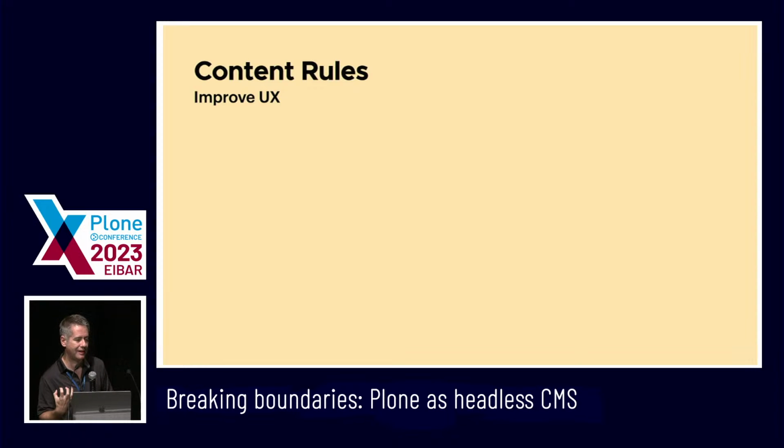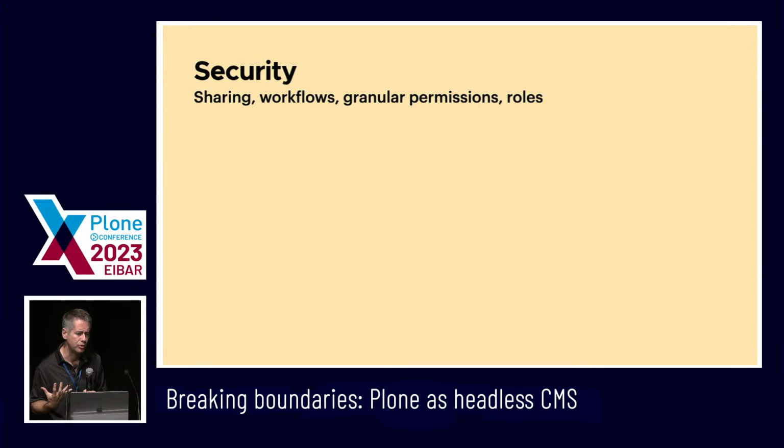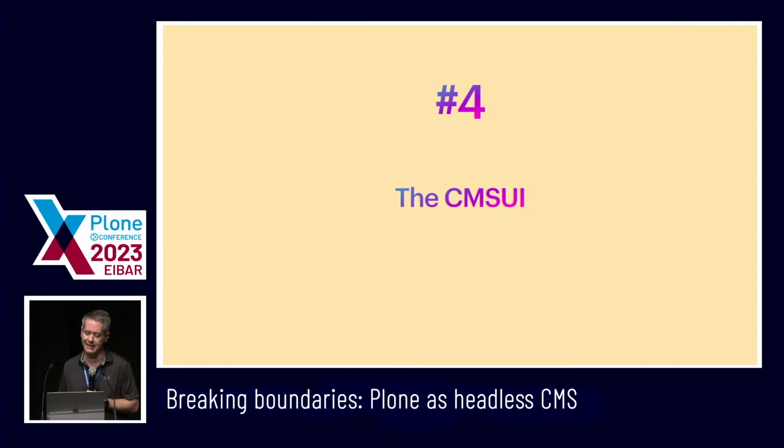Why don't we sell the content rules more vehemently, right? And of course, the security we already do, but maybe we're not doing that in the right direction. I mean, these are the distinctive things that make us different from the existing headless CMS, right? And finally, the CMS UI.